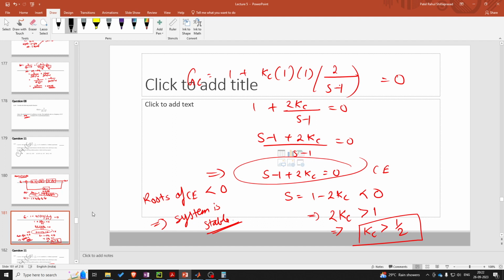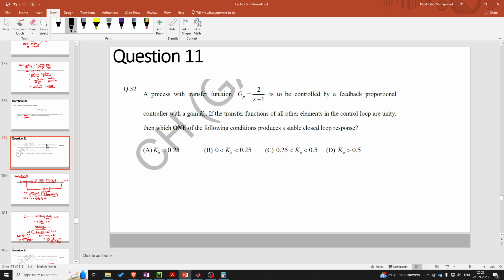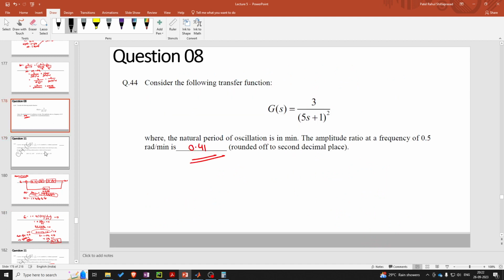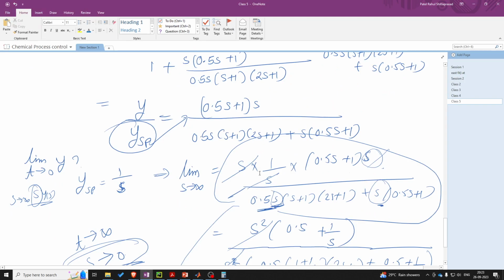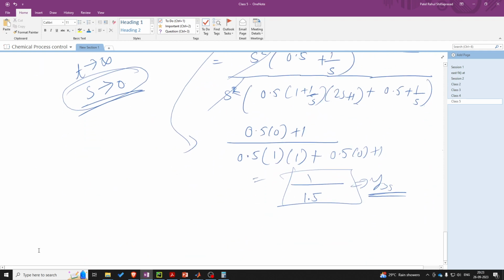So I think we have this question related to the stability of the process. So let's just try solving this. This is question number 11, but question number 3 for the day.